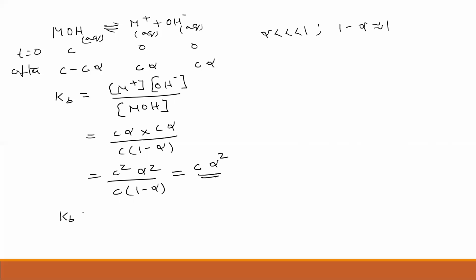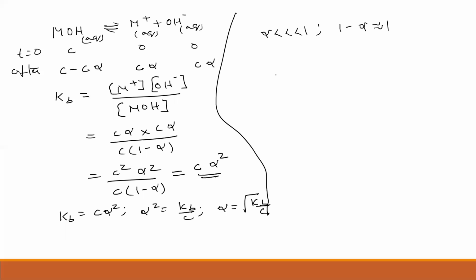So what we got here is Kb is equal to C alpha square. Alpha square is equal to Kb by C. Alpha is equal to square root of Kb by C. Now what is the concentration of OH minus? The concentration of OH minus is C alpha, that is C into square root of Kb by C. So here we will get square root of Kb into C.